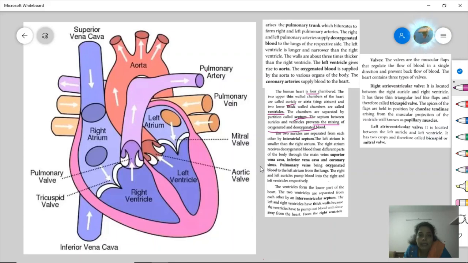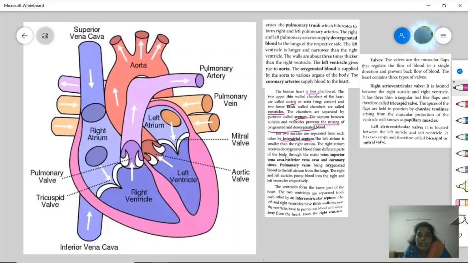Where are the auricles? These are the auricles: the left atrium and the right atrium, or left auricle and right auricle. These two auricles are separated from each other by the interatrial septum. The left atrium is smaller than the right atrium. The right atrium is somewhat big and the left atrium is small.